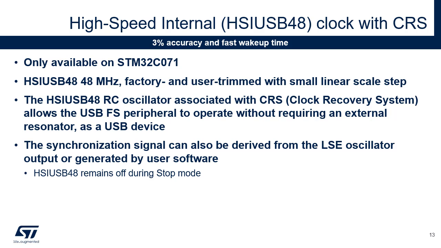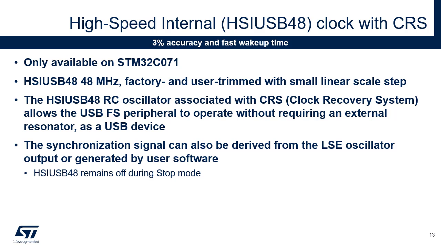Available on the STM32C071 devices only, the HSI USB 48 clock signal is generated from an internal 48 MHz RC oscillator. It can be used as clock source for the USB peripheral or system clock. The HSI USB 48 is trimmed during production tests and can be user-trimmed with a small linear scale step.